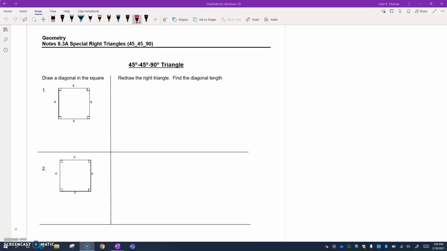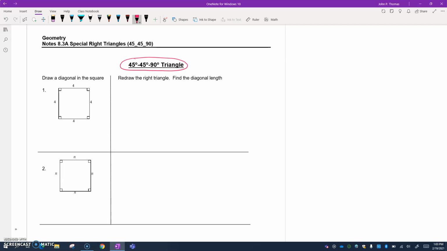All right, so today we're going to take a quick look at the 8.3a notes. This deals with special right triangles. We're going to have two types of special right triangles that we really focus on this semester. And the first of them is going to be a 45, 45, 90 triangle.